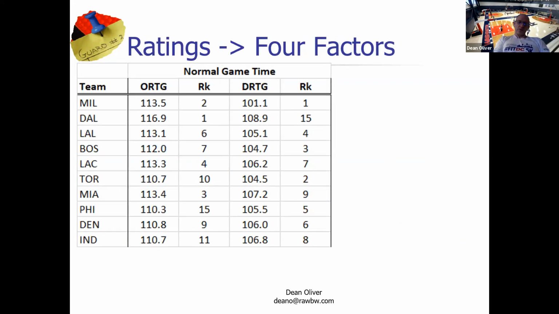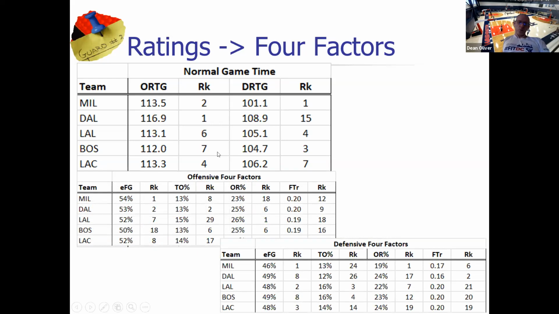So now with those ratings, these were how good they are, and I'll explain why. You can look at Milwaukee being number 2 on offense. Well, they were first in shooting. They were 8th in turnover percentage, 18th in offensive rebounding percentage, and 12th in free throw rate. And so this is your explanation for these ratings. And you're going to do the same thing on the defensive side.